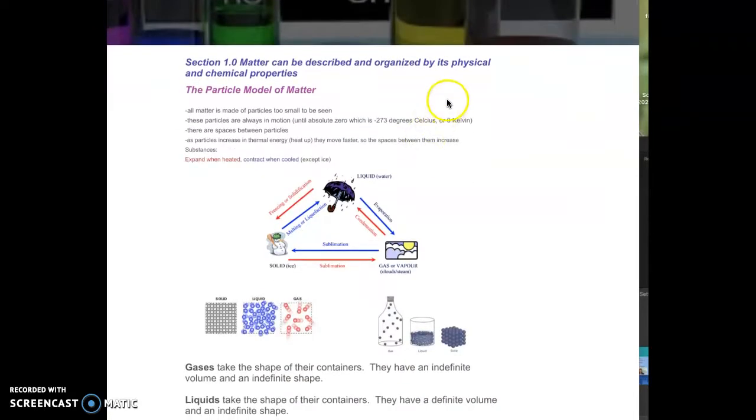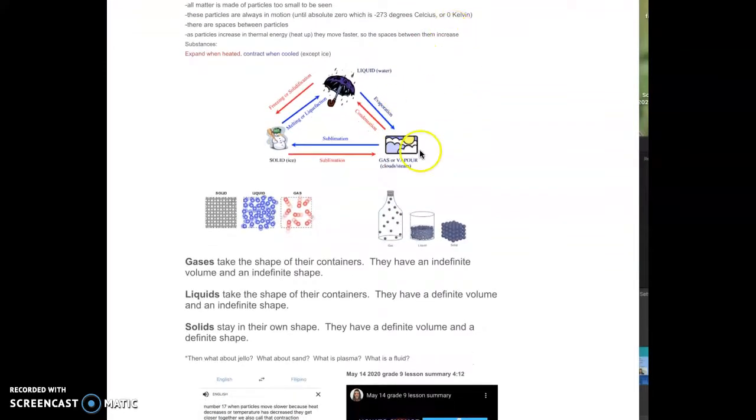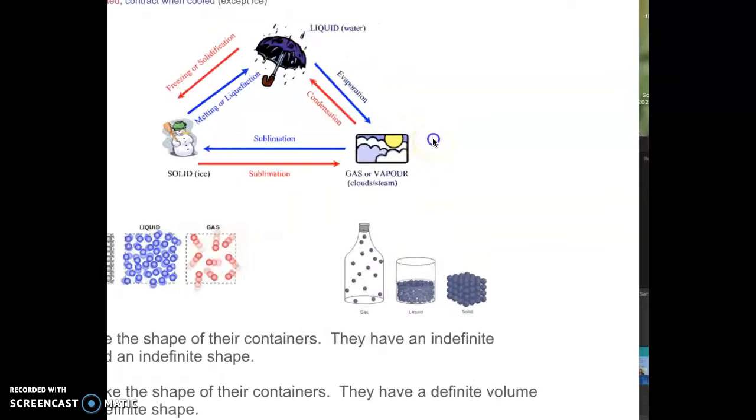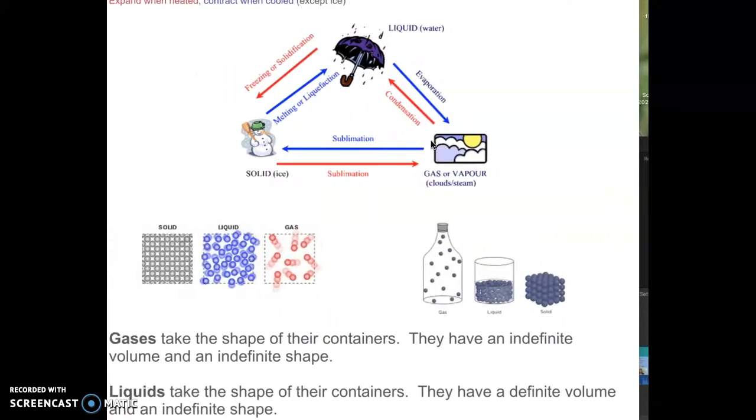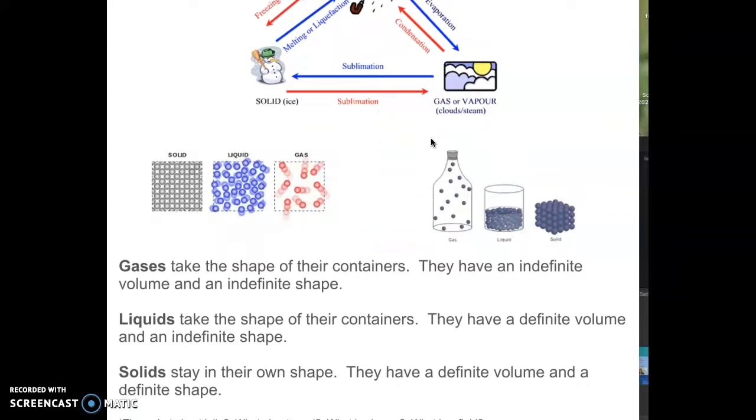So physical properties have to do with, first of all, whether something's a solid, a liquid, or a gas. Just because it's in grade 5 and grade 7 doesn't mean you remember. So a gas takes the shape of the container. It fills it up. All these little circles represent the particles. They have an indefinite volume, that means the volume can change, and an indefinite shape, so it can change shape, no problem.